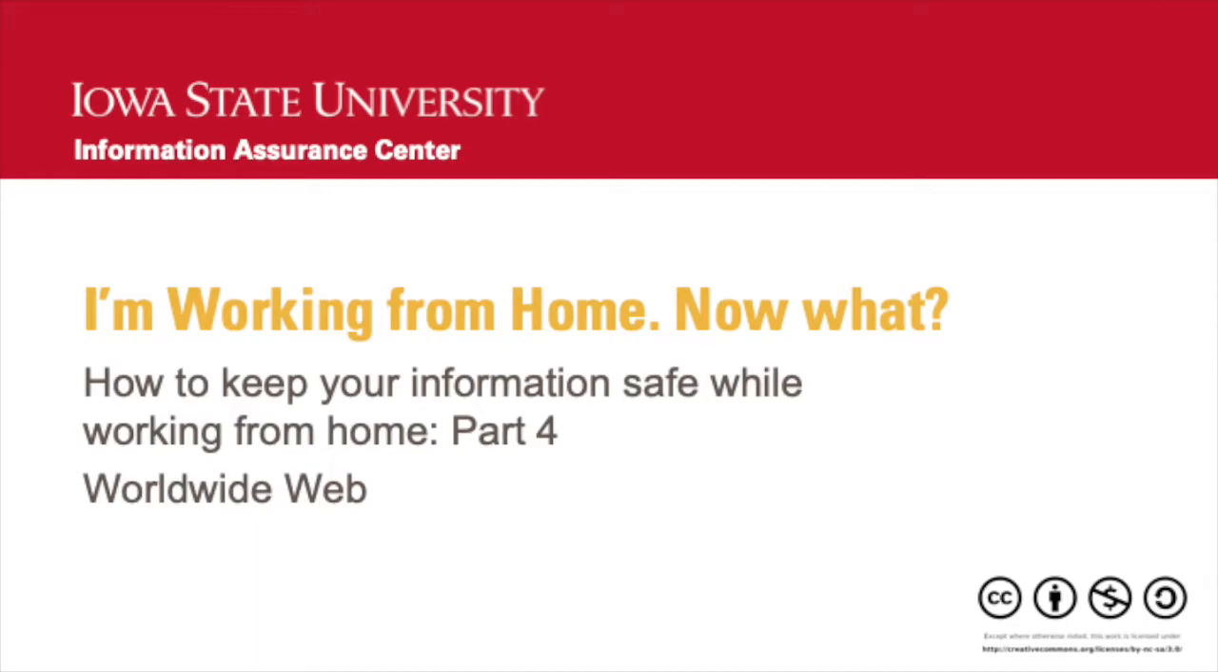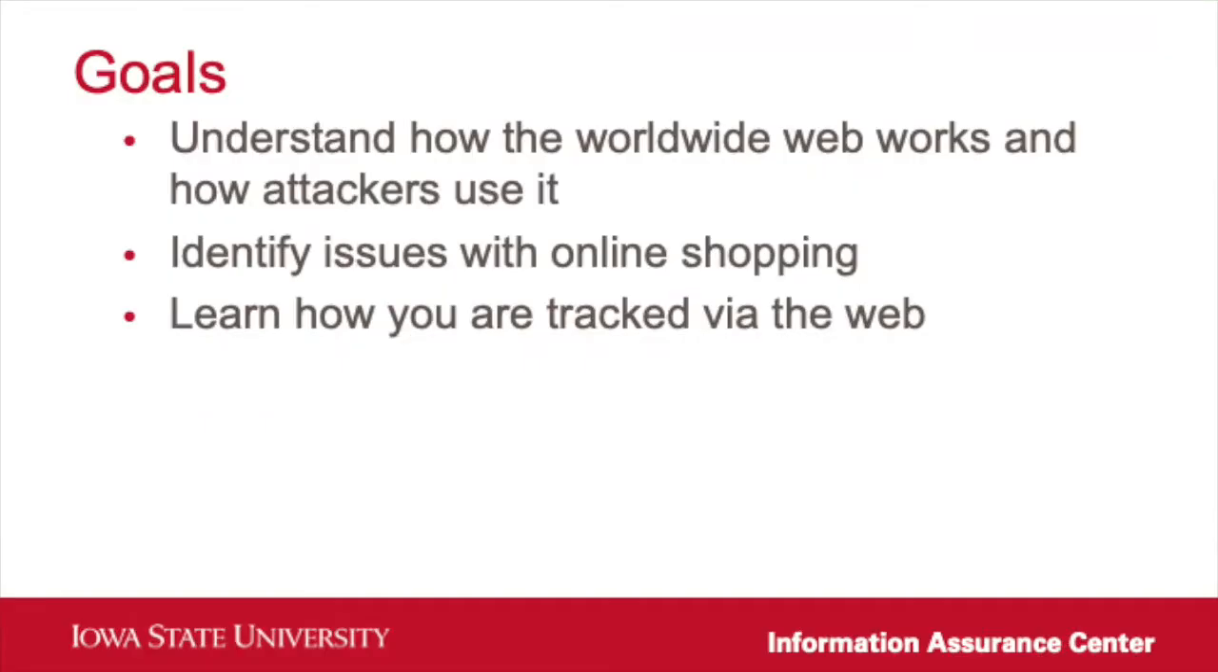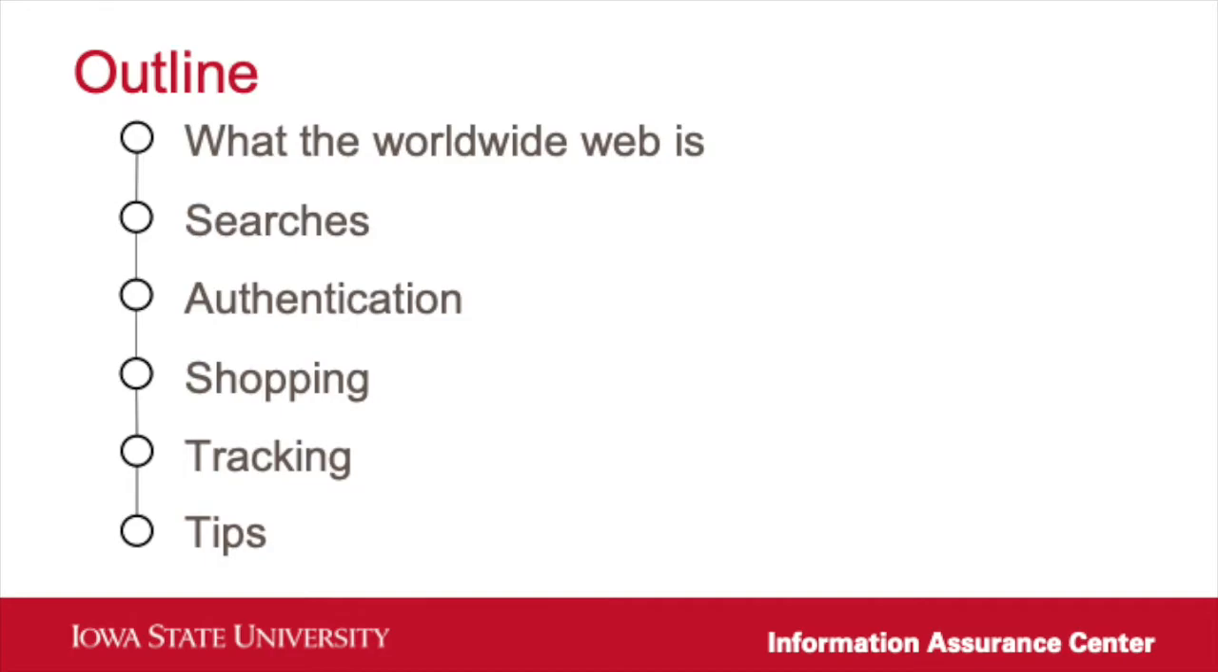Today's topic is going to be the World Wide Web. Goals: we're going to try to understand how the World Wide Web works and how attackers use it. We're going to identify some issues with online shopping, and then we're going to learn how you can be tracked via the web. So the outline, as I said, we're going to talk about the World Wide Web, look a little bit at searches, touch again on authentication, shopping, tracking, and then we'll close out with a few tips.